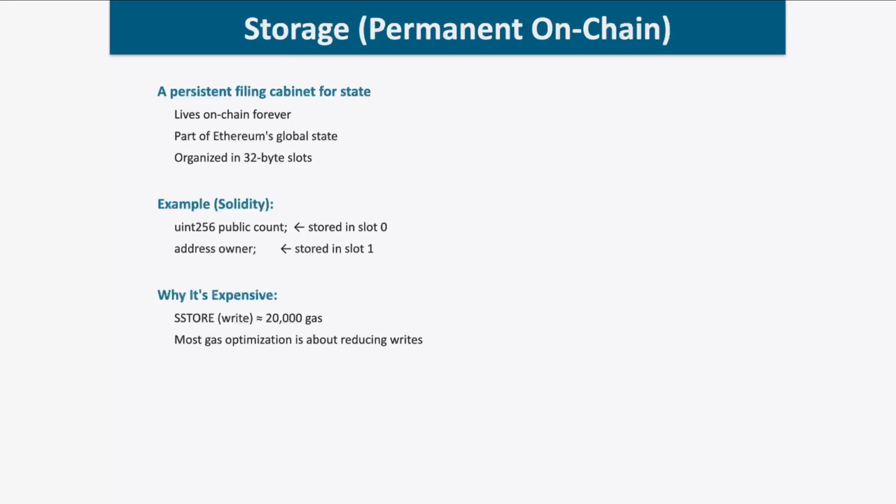Storage is organized in 32-byte slots. Slot 0, slot 1, slot 2, and so on. In Solidity, when you declare state variables, they automatically map to slots. For example, if you declare a contract that has a state variable uint256 public count, and the next one address owner, count goes into slot 0 and owner goes into slot 1.